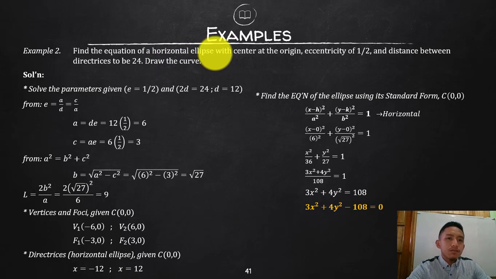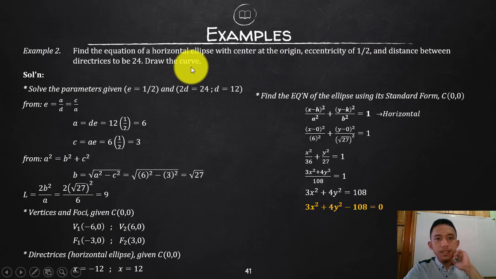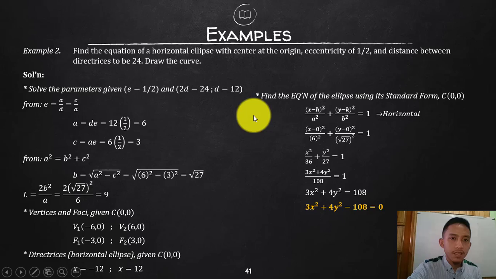Okay, so what we need now is the equation of the ellipse. Actually, even if it is not given to be an ellipse, you can say that it is an ellipse by looking at the eccentricity, since the eccentricity is given, which is less than 1. So that is an ellipse. Okay, and the ellipse has its center exactly at the origin, and the distance between directrices is 24.